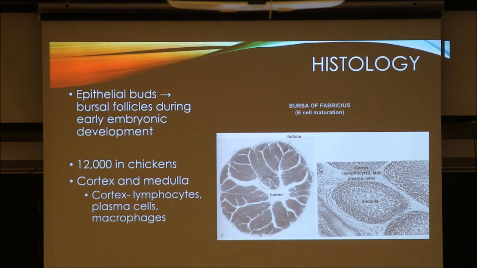Those epithelial buds become bursal follicles during embryonic development. And as we know from some of the other organs we've learned about, the follicles contain a cortex and a medulla. Here is the medulla and the cortex, and then this is just a follicle. That's a magnified view. These follicles are very numerous. In chickens, there are approximately 12,000 in the bursa of Fabricius. And the cortex will contain lymphocytes, plasma cells, and macrophages.